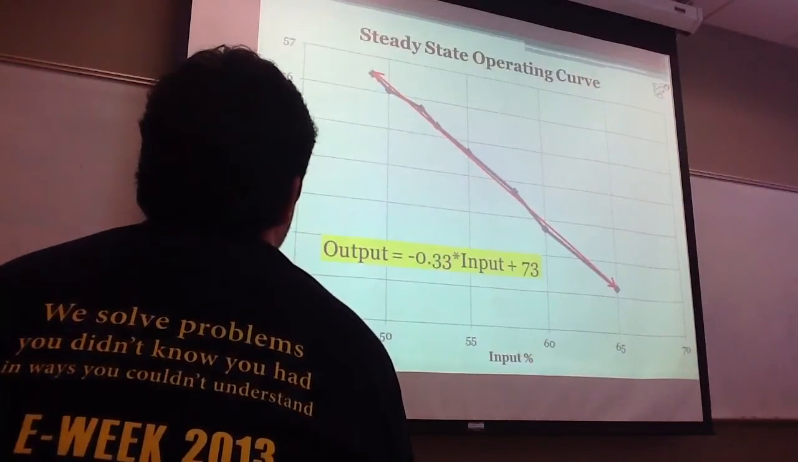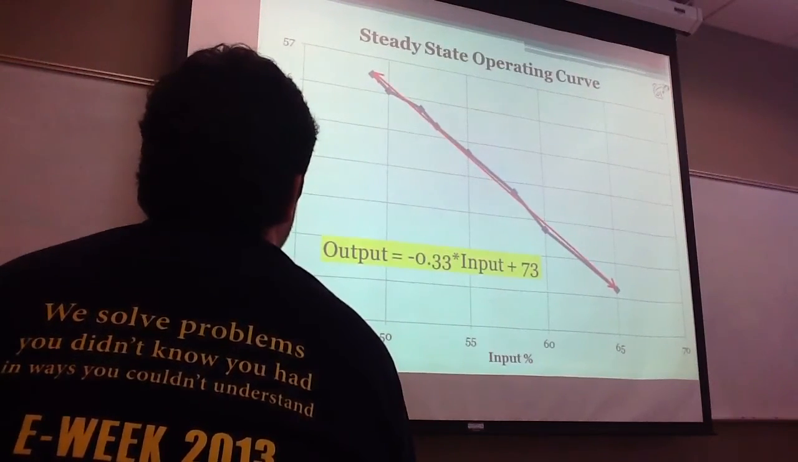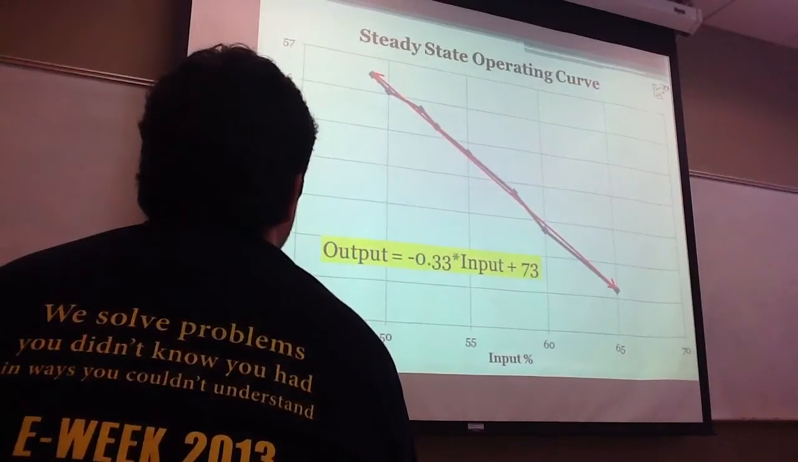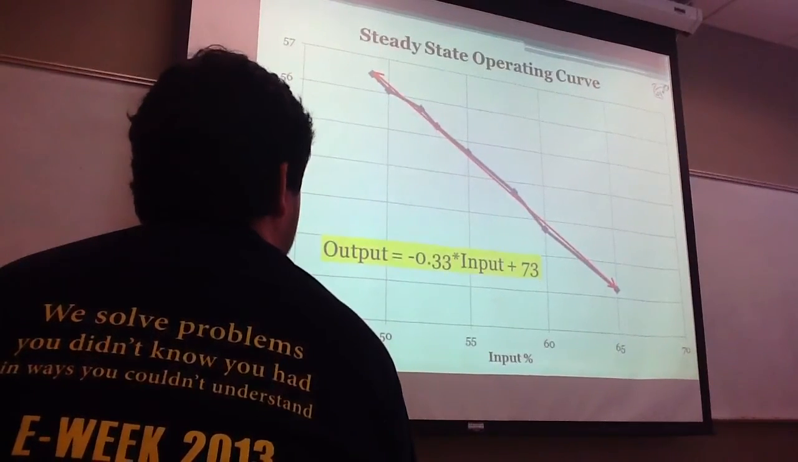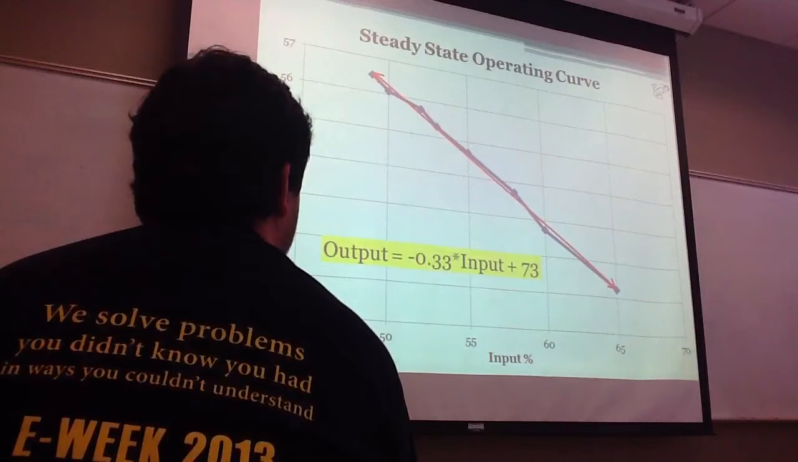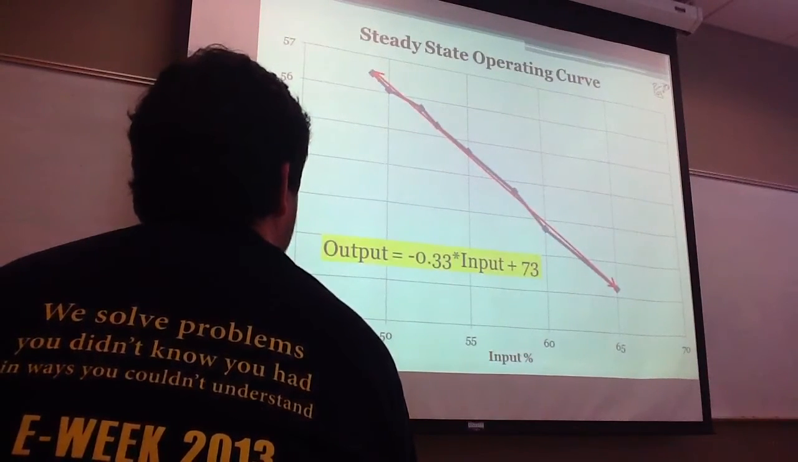And we have our steady-state operating curve from our system. If you want to find your output, you just take negative 0.33 and multiply that by whatever input you want to put in your system and add 73 to that, and that will give you what your temperature would be if you change it to that.